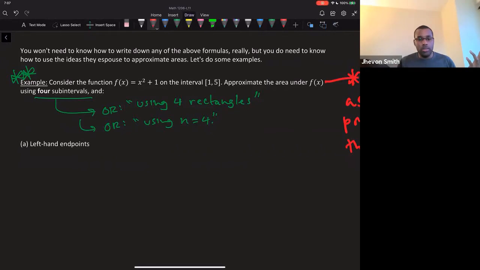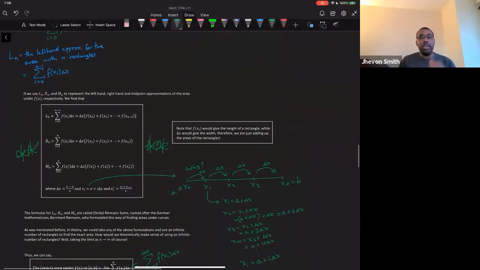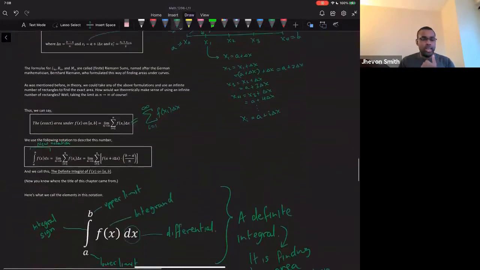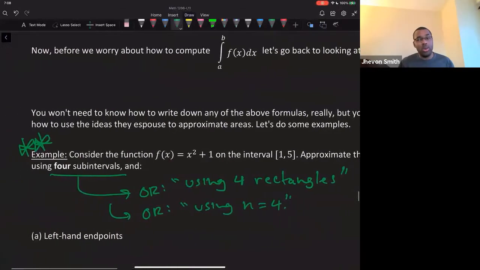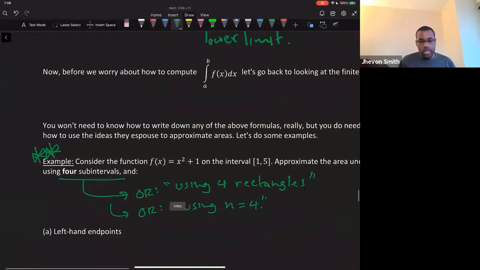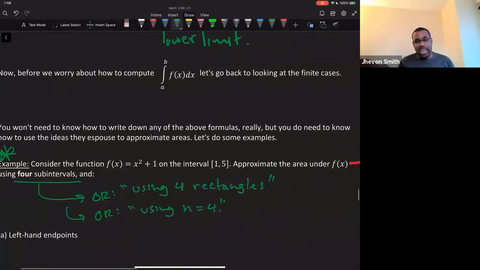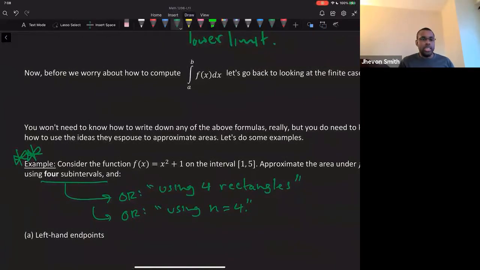Instead of subintervals, I could say 4 rectangles, or I could say n equals 4, and it's expected that you would understand what I mean based on how we're setting up the theory. n always represents the number of rectangles, and it's also equivalent to the number of subintervals, because each subinterval is the base of a rectangle. So a problem can be stated like that, and now I'm going to show you how to actually do it.